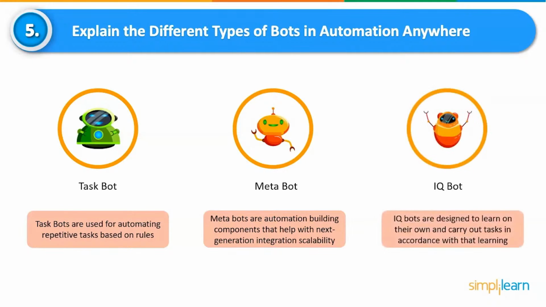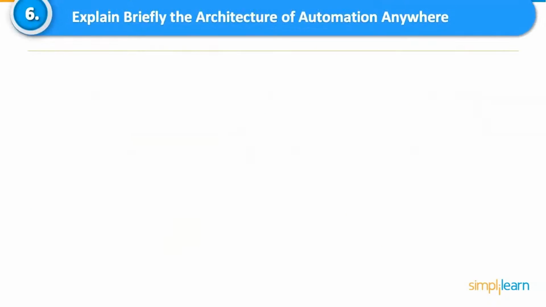IQ Bot. IQ Bots are the next generation of intelligent bots. With the ability to think like humans, these bots are designed to learn on their own and carry out tasks in accordance with that learning. IQ Bots also learn to recognize patterns so that the bot knows exactly what to do the next time the pattern appears. With each human confirmation, it learns and improves its ability to carry out the act.